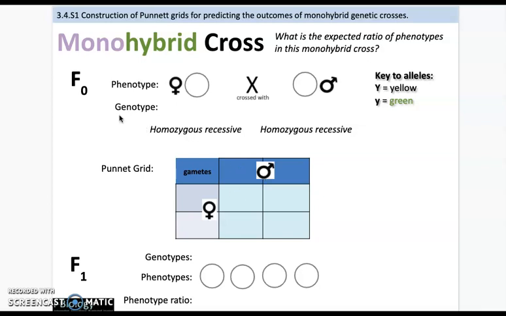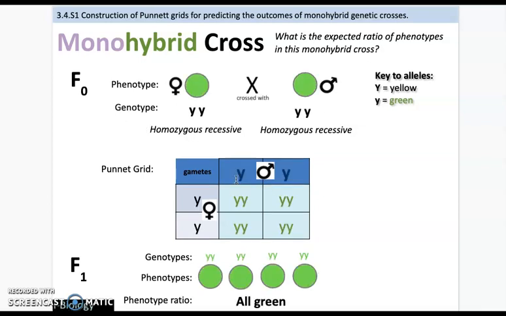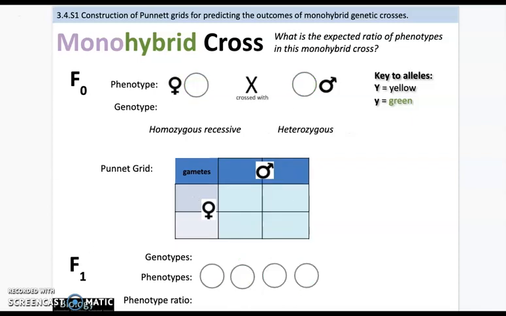Okay, so the answer would be that you've got little y, little y, little y, little y, and you end up with offspring that are 100% green because they all have homozygous what genotypes? They all have homozygous recessive genotypes. And so the phenotypic ratio is 100% green. Go ahead and practice this one as well.